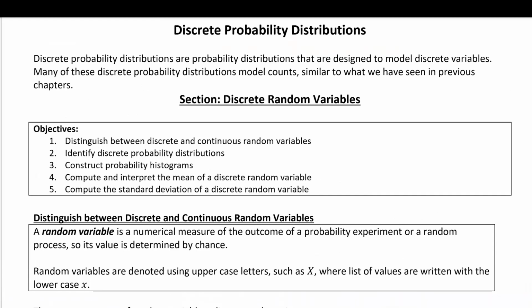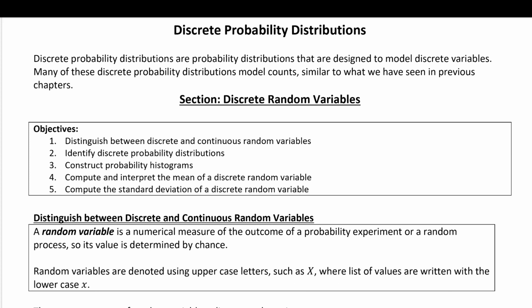Okay, now that we've talked about all the fundamental rules of probability, now we can actually apply those rules. This whole chapter is on what's called discrete probability distributions, and the next chapter will be all about continuous probability distributions.